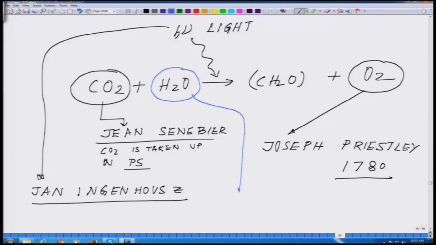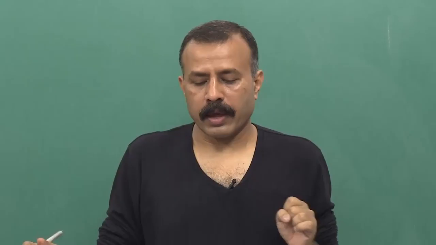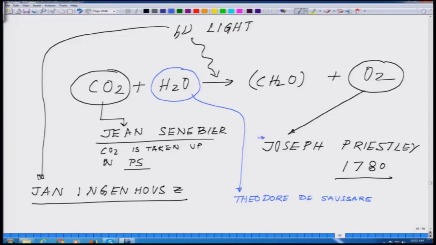Then came the role of water out here. What do you see? I am just putting a different color code for your understanding. The role of water was basically shown by a person called Theodore de Saussure. He demonstrated that the sum of the weights of the organic matter produced by the plant and of the oxygen evolved is much more than the weight of CO2 consumed. And based on the law of conservation of mass by Lavoisier, he predicted that this is nothing but the water.